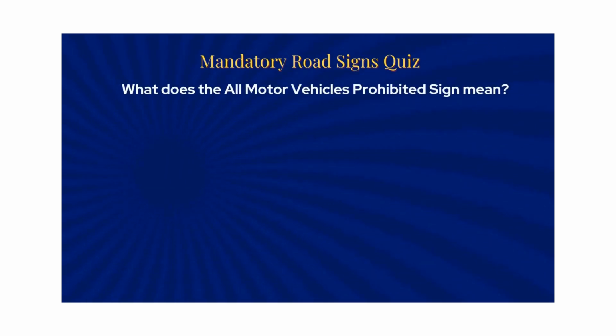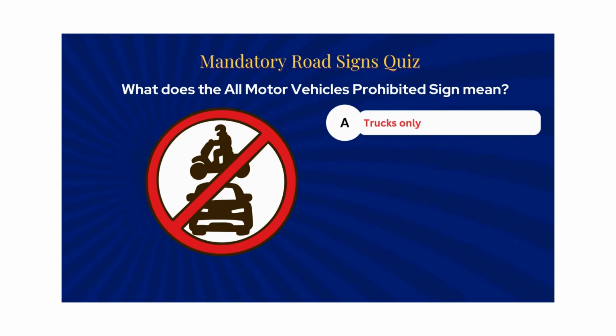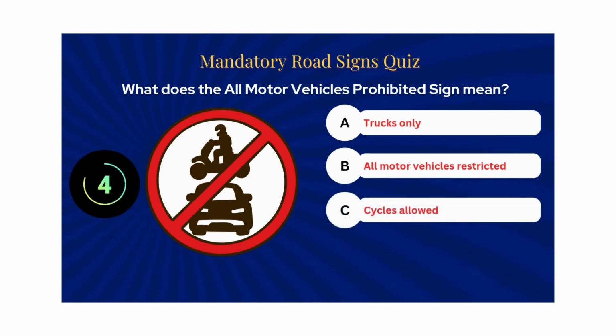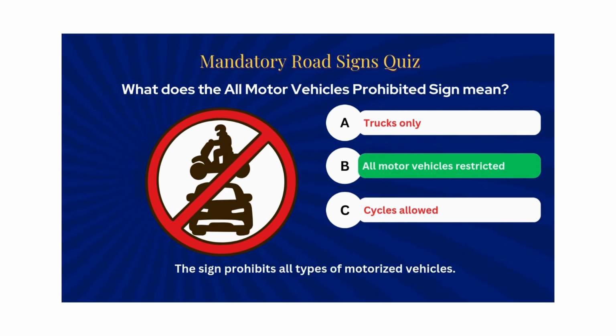What does the all motor vehicles prohibited sign mean? Options are trucks only, all motor vehicles restricted, and cycles allowed. Answer is all motor vehicles restricted. The sign prohibits all types of motorized vehicles.